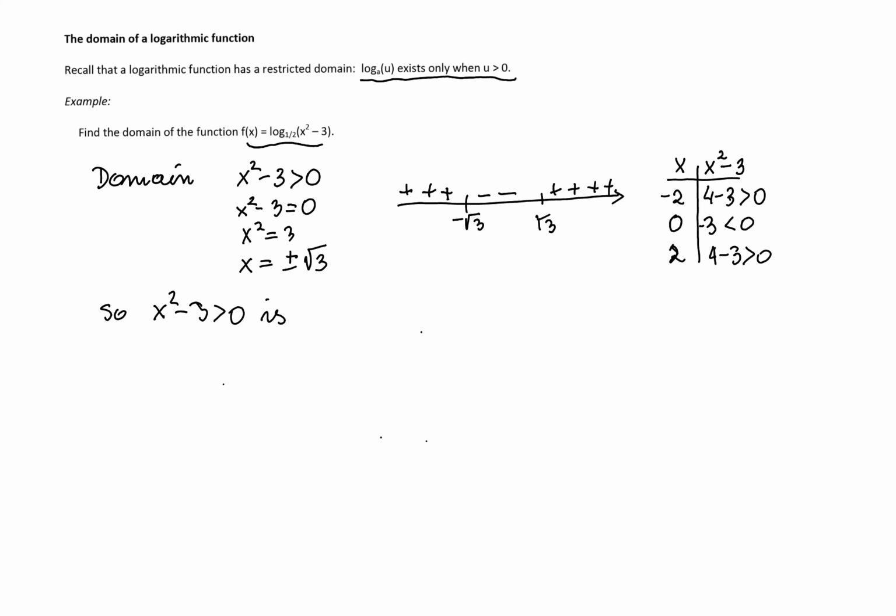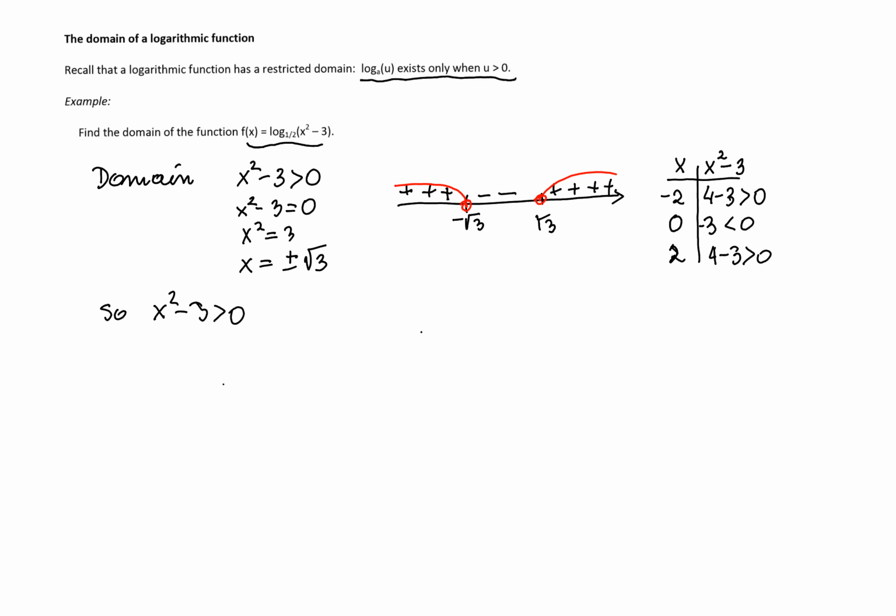So we look at the number line, at that sign chart that we made, and we are looking for the plus sign, because being greater than 0 means to be positive. So this part has a plus sign and this interval has a plus sign. At negative square root of 3 and positive square root of 3, the expression x squared minus 3 is exactly 0, so those points are not going to be included.